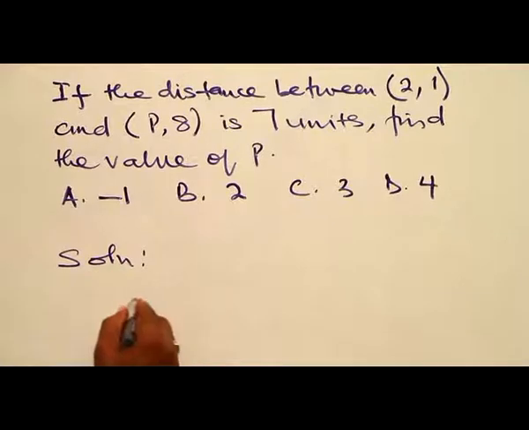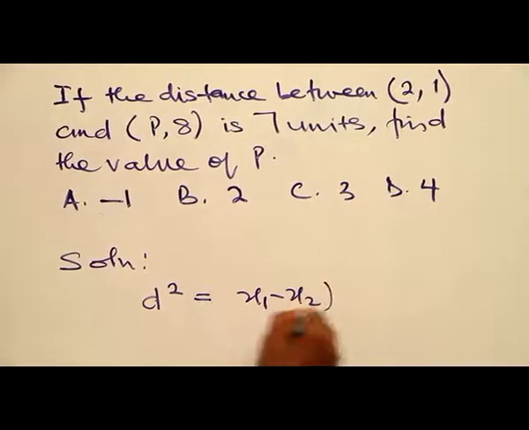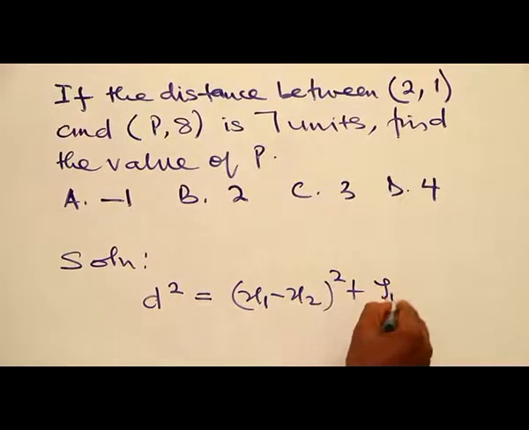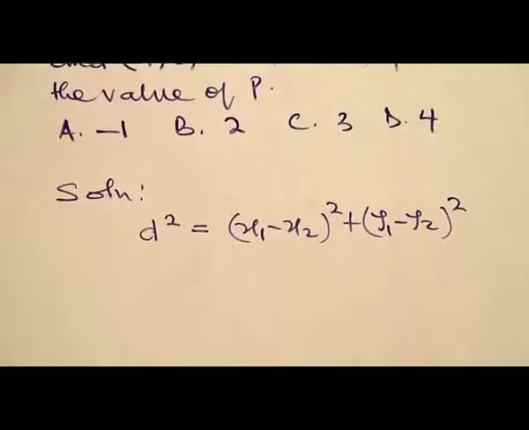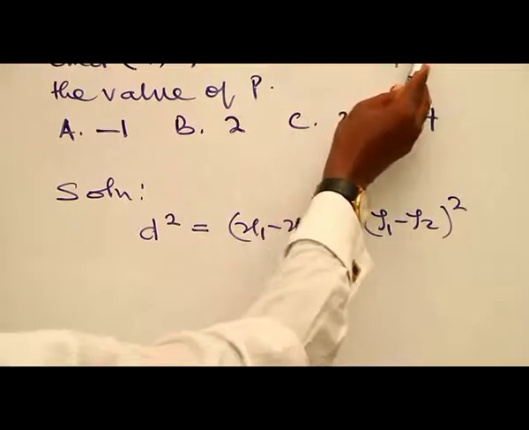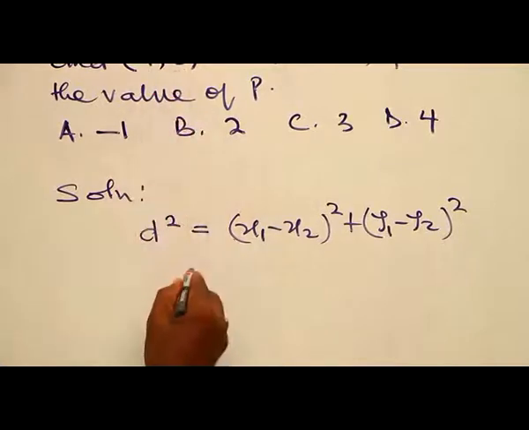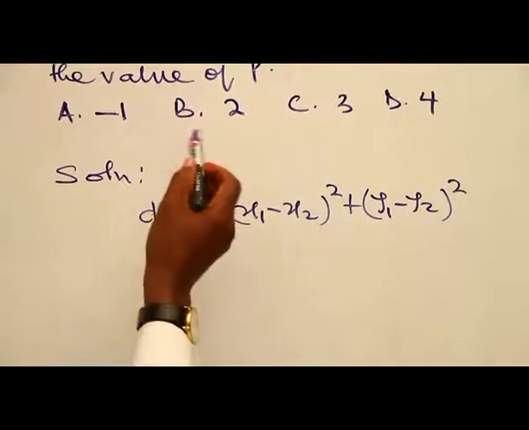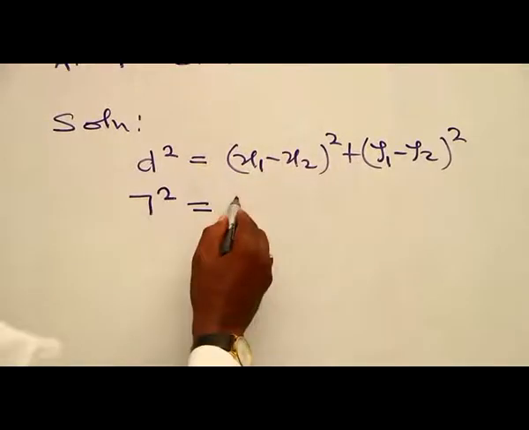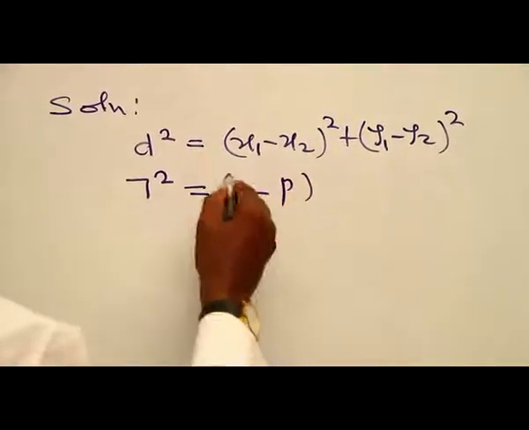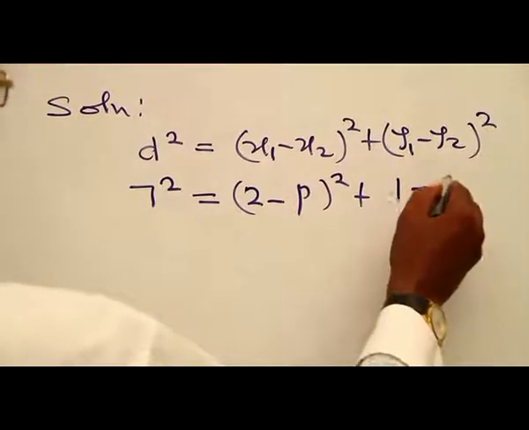We have again the distance formula. D squared is equal to (X1 minus X2) squared plus (Y1 minus Y2) also squared. We are taking our (2,1) as our (X1, Y1), and our (P,8) as our (X2, Y2). Substituting this, we have our D as 7. So we have 7 squared equal to (2 minus P) all squared plus (1 minus 8) also squared.